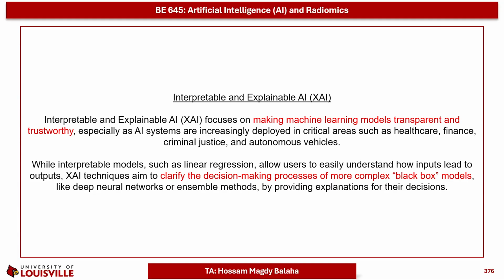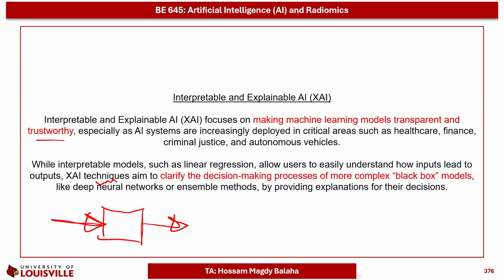So interpretable and explainable AI, or in short XAI, focuses on making machine learning models transparent and trustworthy, especially as AI systems are increasingly deployed in critical areas such as healthcare, finance, and autonomous vehicles. And we need different techniques for explainable AI that aim to clarify the decision-making processes of more complex black box models like deep neural networks and ensemble methods. Some models are explainable or can be understood, such as linear regression, but other models can be treated as black boxes. So we need to deal with these models to explain their decisions.